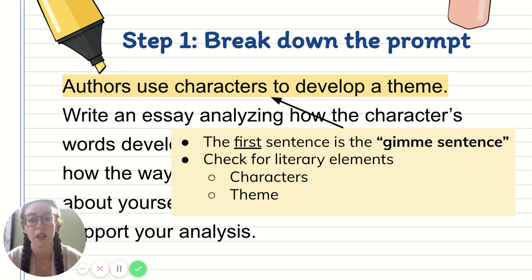We know this. Also, what I want to do when I read this first sentence is check to see if it has any literary elements in there. And what caught my eye when I looked at this was characters and theme. Now we know theme is a literary element, and when they mention characters, it makes me think of characterization. So I kind of pulled those two things out, and I am aware of them.